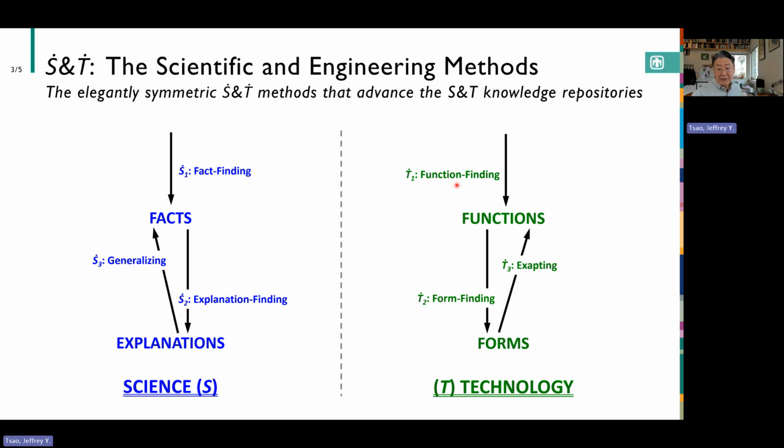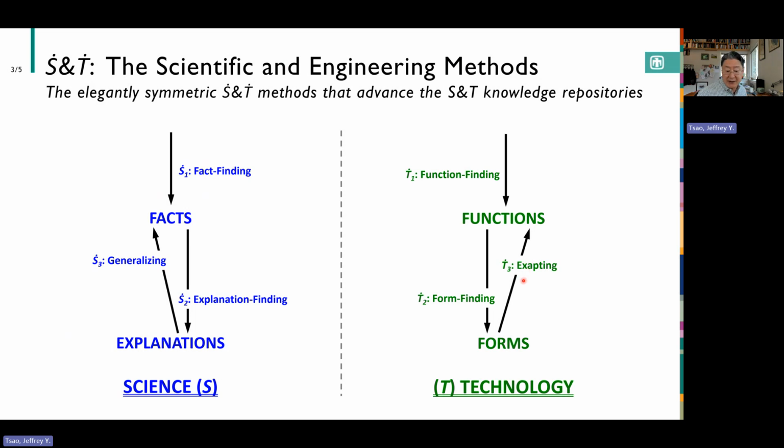The engineering method on the right will be less familiar to you, but is elegantly symmetric to the scientific method. This method also has three mechanisms. The first mechanism is T1 dot, the finding of human desired functions. Then with functions in hand, the method proceeds to the second mechanism, T2 dot, the finding of forms that fulfill those functions. This then brings us to the third mechanism, T3 dot, the co-opting of existing forms to fulfill functions they were not originally intended to fulfill.